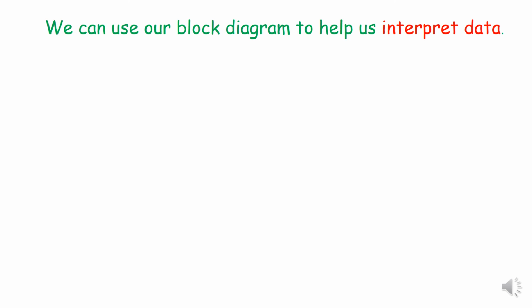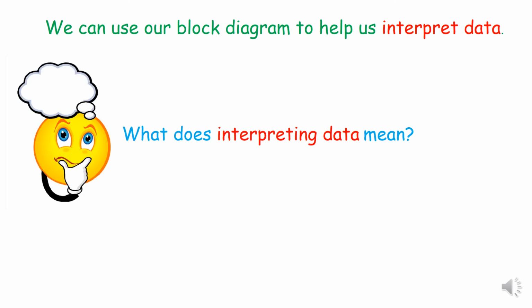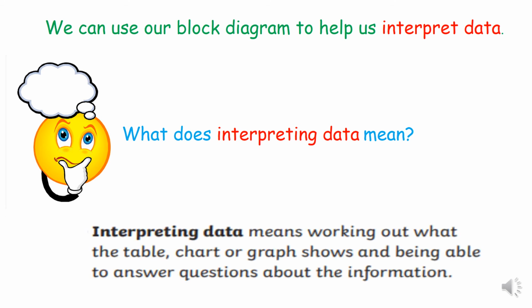We can use our block diagram to help us interpret data. What does interpreting data mean? We spoke about this the other day when we learnt about pictograms. Well, interpreting data means that we're working out what the table, chart, or graph is showing us, and we can use that to answer questions. So today we've learnt about block diagrams, so we can interpret the data from our block diagrams, and we're able then to answer questions about it.